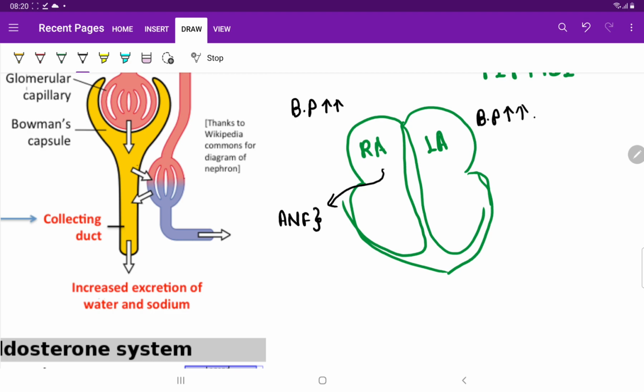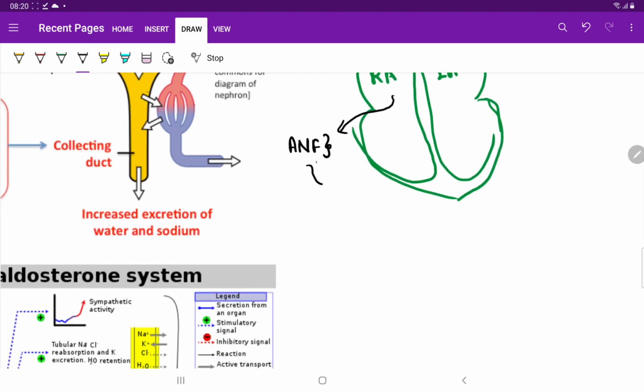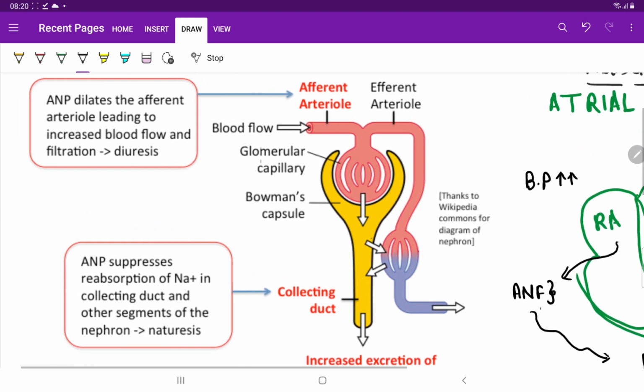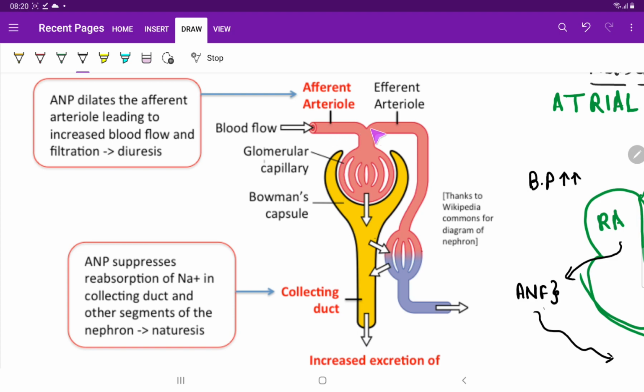This ANP or ANF is released into the blood, and it comes to different parts of our body, like the kidney. In the kidney, what does this atrial natriuretic factor do? It dilates our afferent arteriole. And you tell me what will be the result when the afferent arteriole dilates? It increases blood flow, and when blood flow increases, it causes more and more filtration, and more filtration means more urine formation, which is called diuresis.